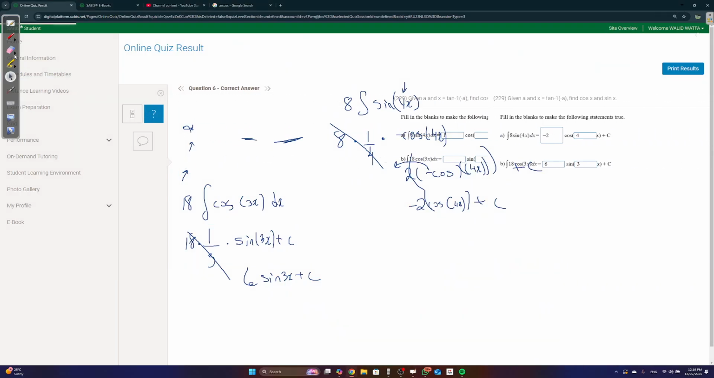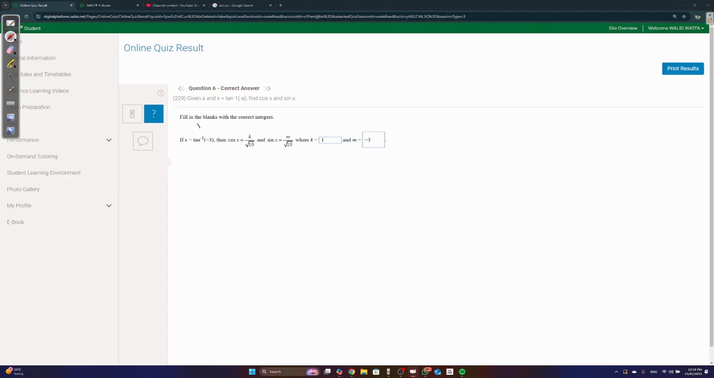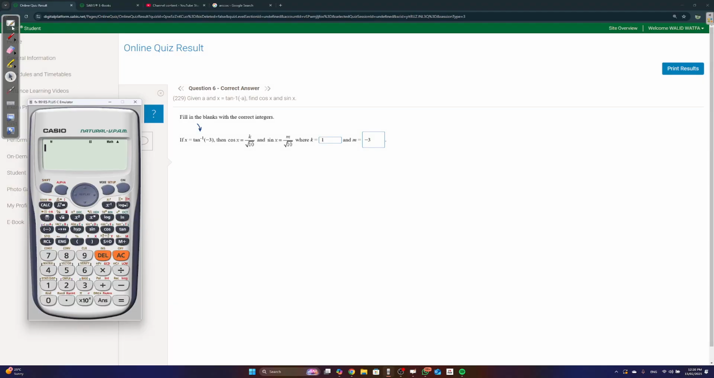Question 6. If x is equal to tan inverse of negative 3, then cosine x is equal to k over root 10, and sine x is equal to m over root 10. If x is equal to tan inverse of negative 3, that means tan x is equal to negative 3. Just take tan to the other side. If I have tan x equal to negative 3, can I find cosine and sine? Of course, it's not hard. Before doing this, you need to check if it fits the domain. The domain of tan inverse is minus infinity to positive infinity, so this is completely fine. Tan x is equal to negative 3.